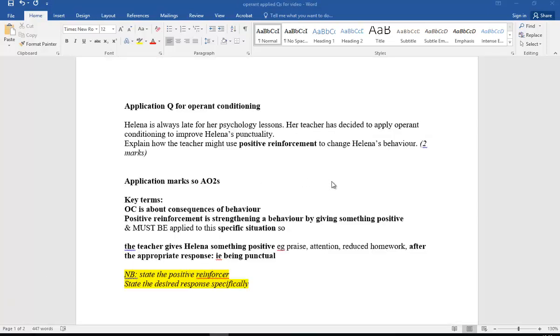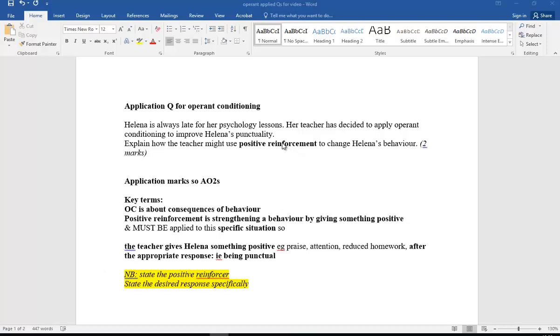So let's have a look at a couple of short application questions. Okay, so here's one. Helena is always late for her psychology lessons. Her teacher has decided to apply operant conditioning to improve Helena's punctuality. Explain how the teacher might use positive reinforcement to change Helena's behaviour for 2 marks.